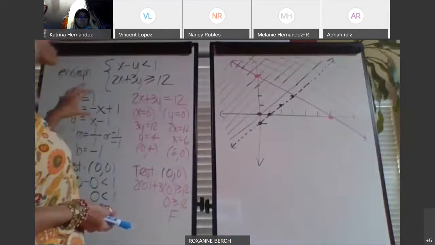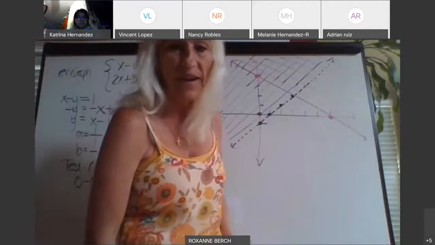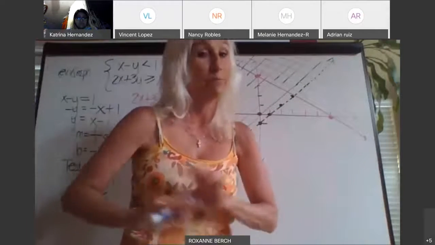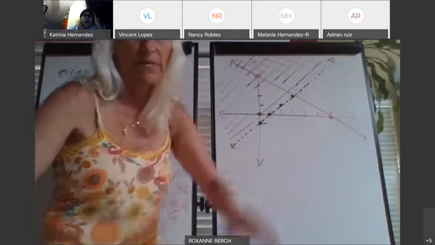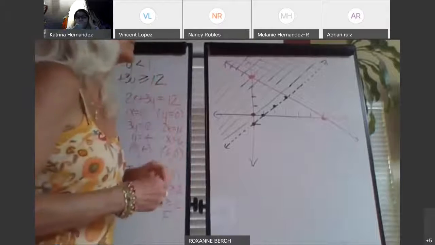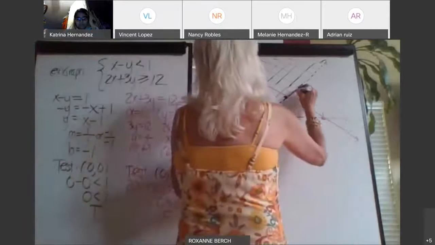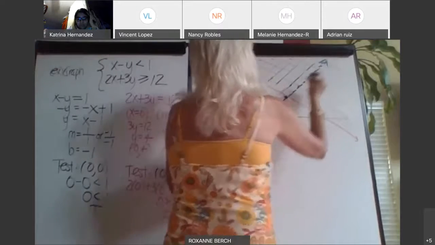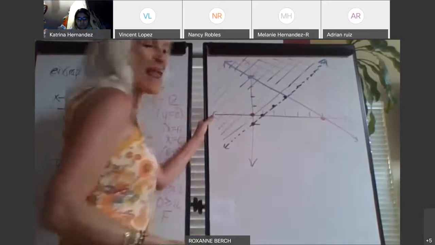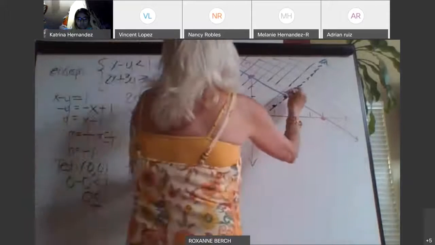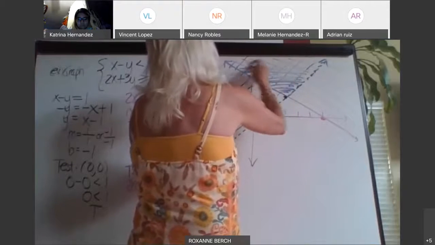In fact, it's the solution to the black one. You see these pink solutions? Those are only solutions to the pink. What you want is solutions to both. So you see this black and pink up here? That's what you want. So let me be specific. This boundary is dotted. This boundary is solid. And the answers are in here. And you want to make it really clear that you know where the answers are.